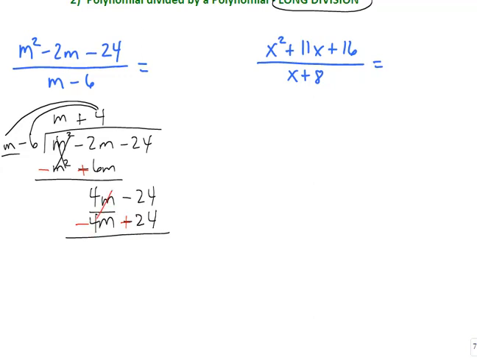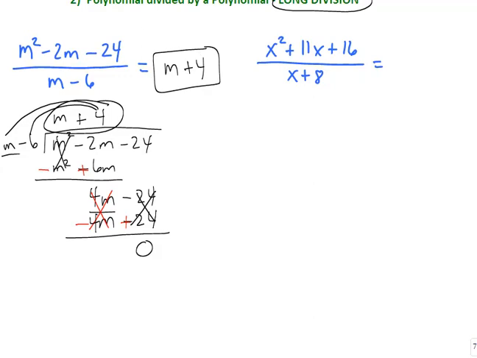4m minus 4m should cancel out. And in this case, negative 24 plus 24 also cancels out, so we end up with the remainder of 0. So that means m minus 6 divides evenly into m squared minus 2m minus 24, and our answer will be whatever this quotient is on top, so our answer here is m plus 4.